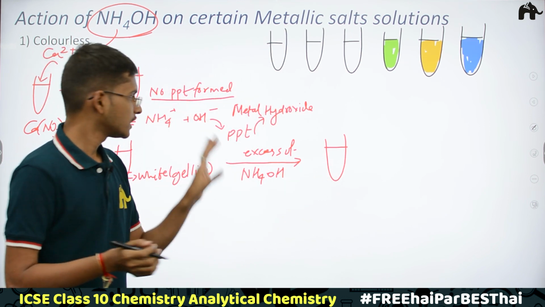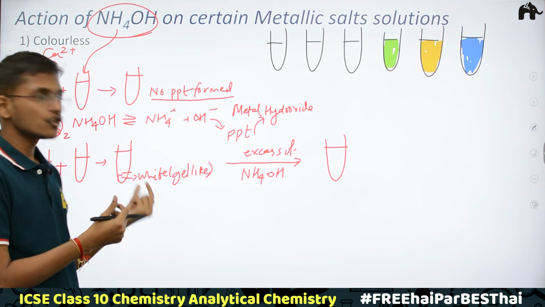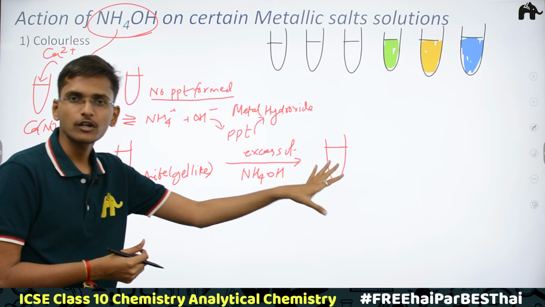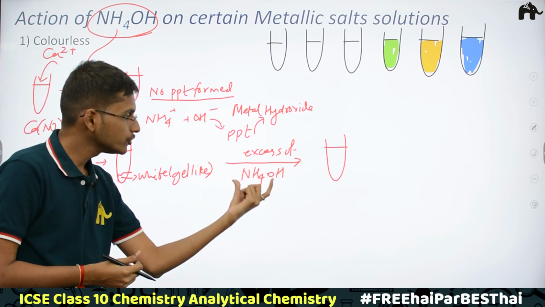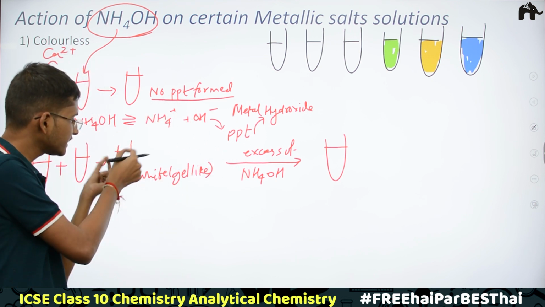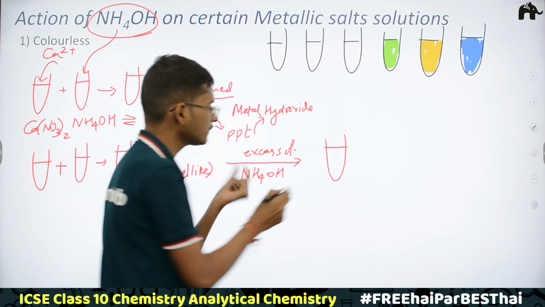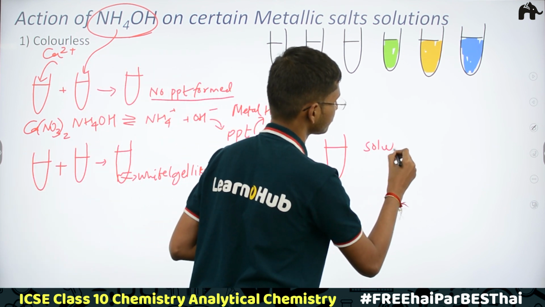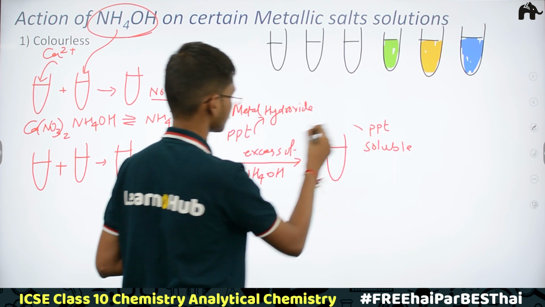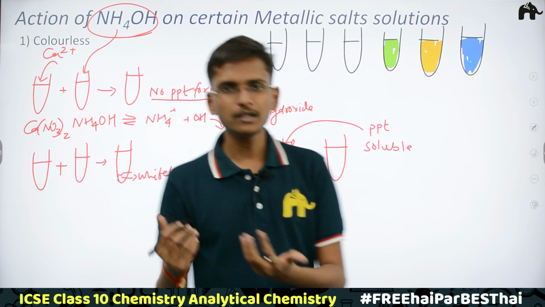Now, we all know if this is happening, this means that our precipitate is dissolved in this colorless solution. It is dissolved, and this means that it is soluble in excess of NH4OH. When we are adding excess of NH4OH, it is getting dissolved. So this means our precipitate is soluble in excess of NH4OH. So I'm writing: precipitate soluble in excess of NH4OH. Simply, now we have to just build up the chemical reaction.